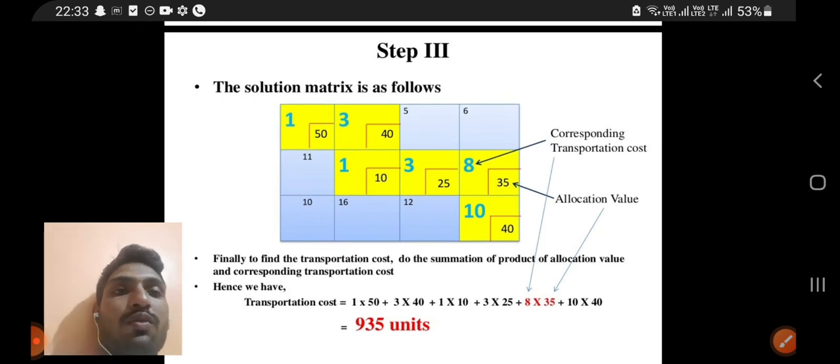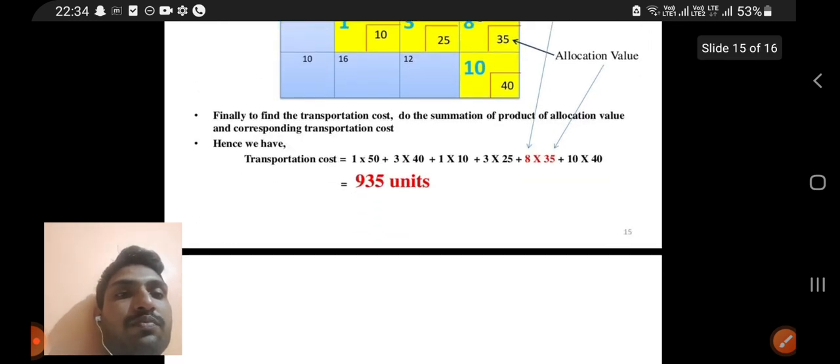From this solution matrix, we finally find the transportation cost as the summation of the product of each allocated value and the corresponding transportation cost. So the transportation cost is equal to 1 into 50, 3 into 40, 1 into 10, 3 into 25, 8 into 35, and 10 into 40. When we calculate it, it comes to 935 units.